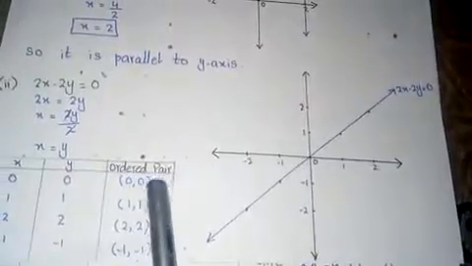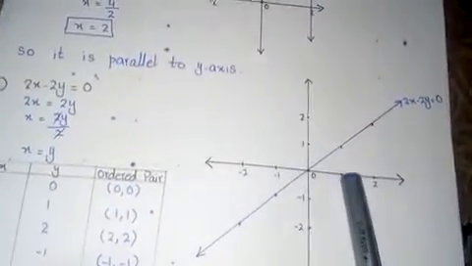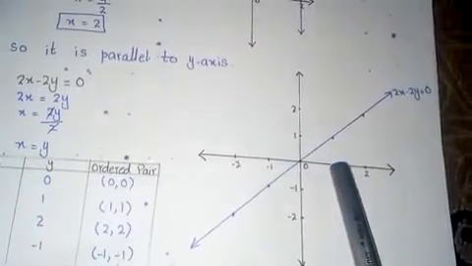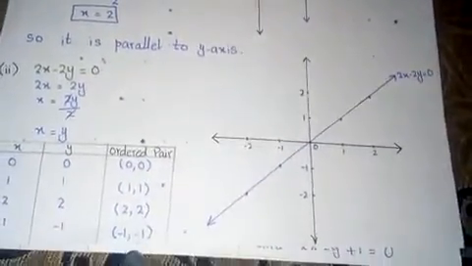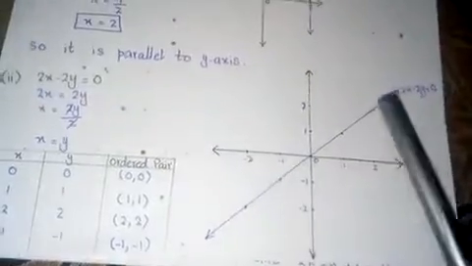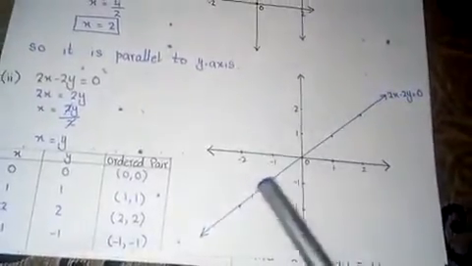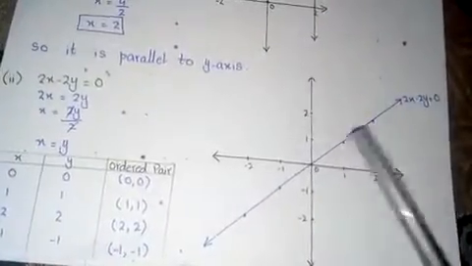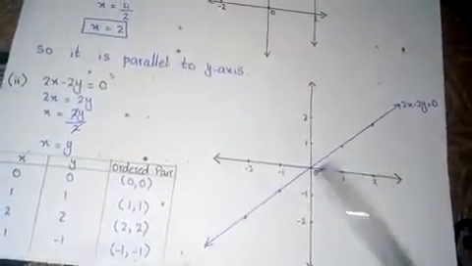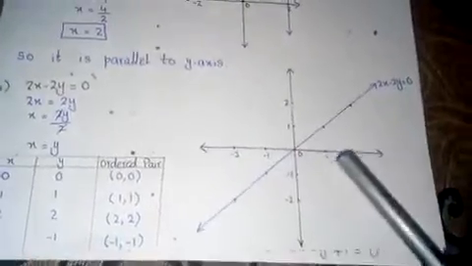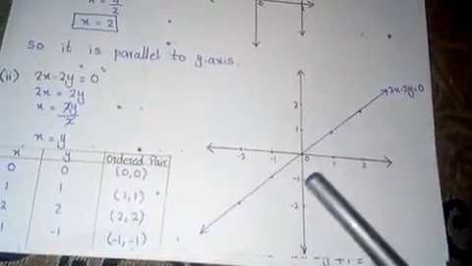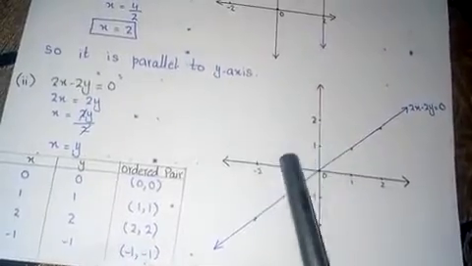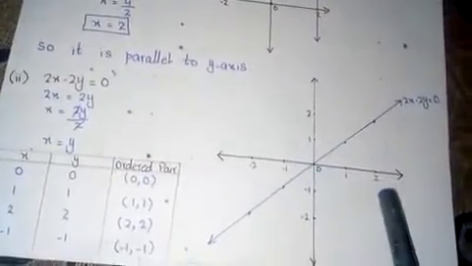(0, 0) is the origin, then (1, 1). Here is the value of x, 1, and here is the value of y, 1. So the point. Clear? Similarly, I have plotted all the values and then join these points with the help of a straight line. This is the graph of this, and you can see it is not parallel to any of the axes. So we will write it is neither parallel to x-axis nor to y-axis. Clear?